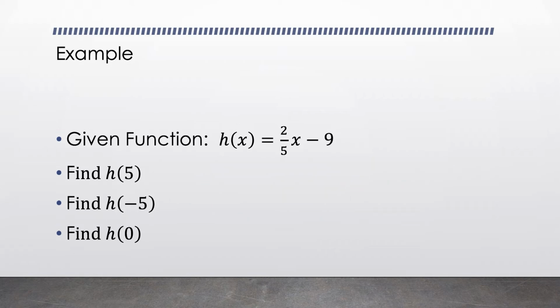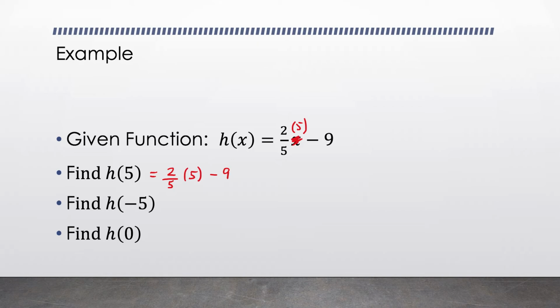The last problem I want to show you is one that has a fraction. So our function is h of x is equal to 2/5 x minus 9. And the first problem is h of 5. So again, wherever there is an x, we're going to this time plug in a 5. So I'm going to rewrite it first. So I have my fraction, 2/5. I'm going to be multiplying by 5, and then I'm going to subtract 9.